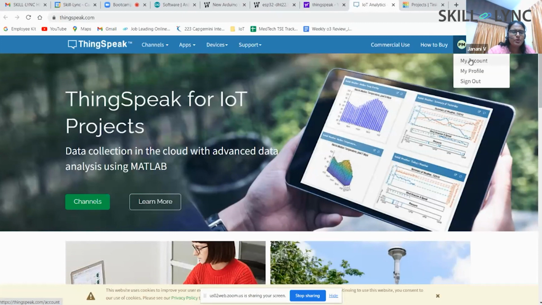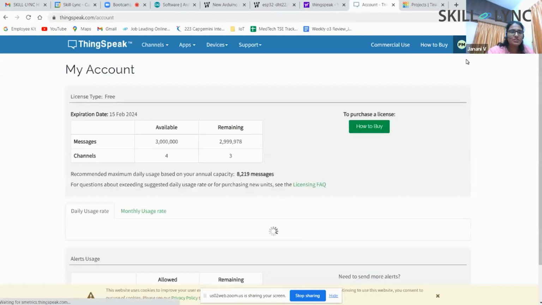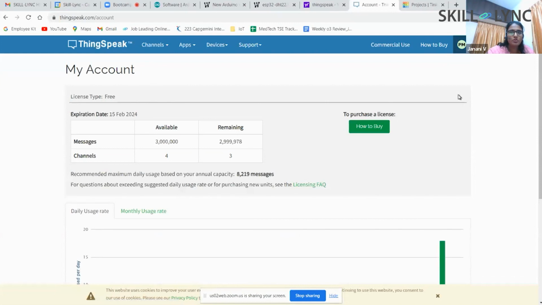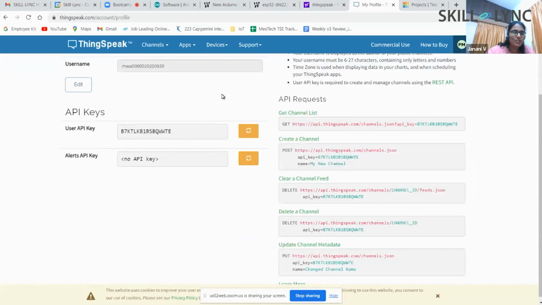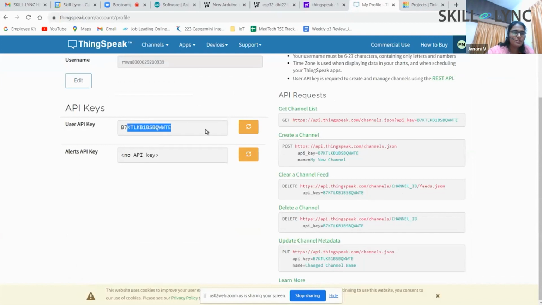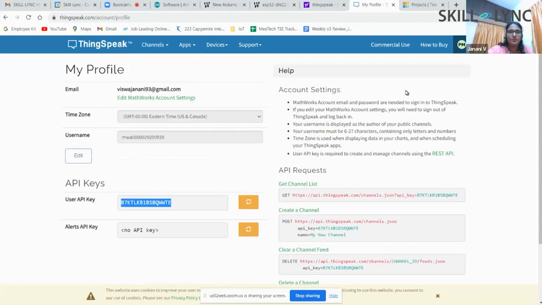This is my ThingSpeak profile. Again, you have to create your account in order to open the ThingSpeak lab. So this is how you have to create your account. See, this is my account and I had keys. This key is called API key. This is the link card where I will use it in my Arduino code just to link the parameters in my library.